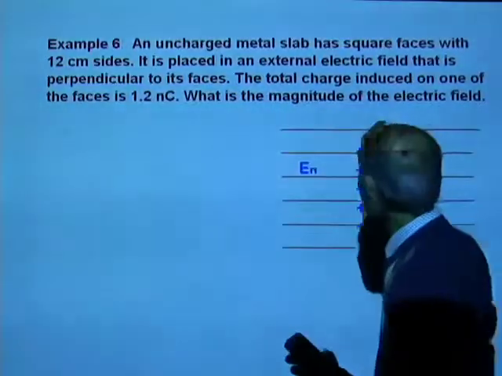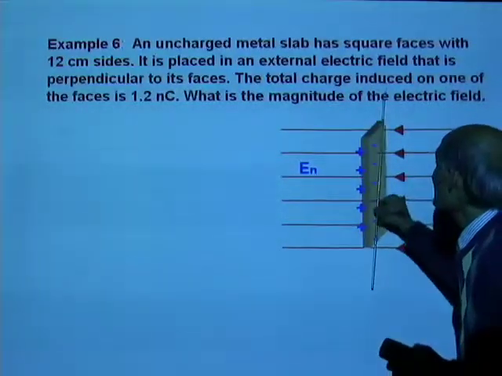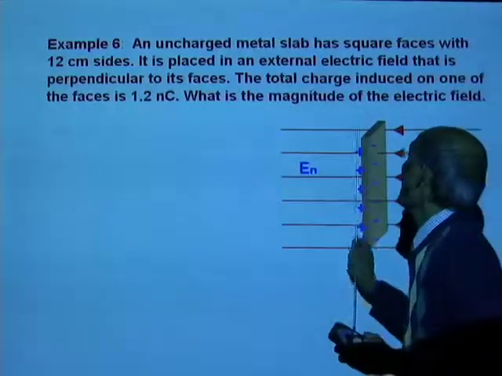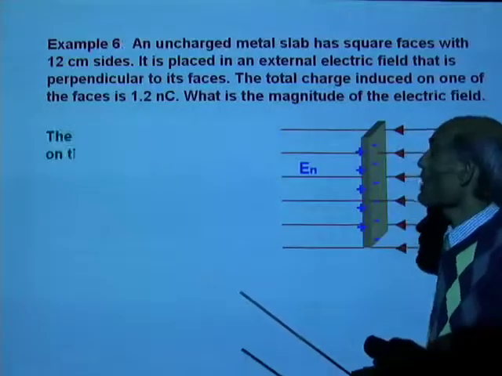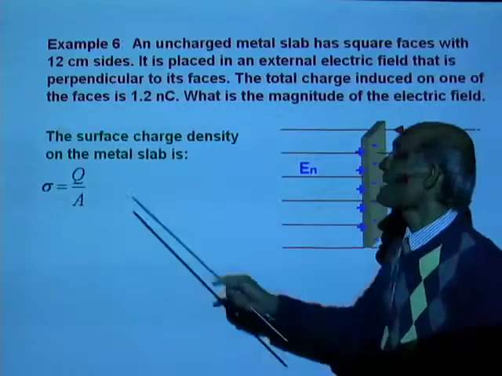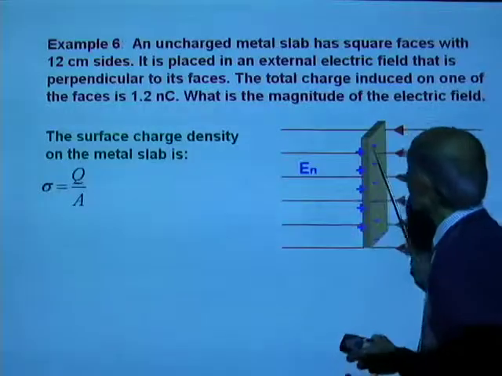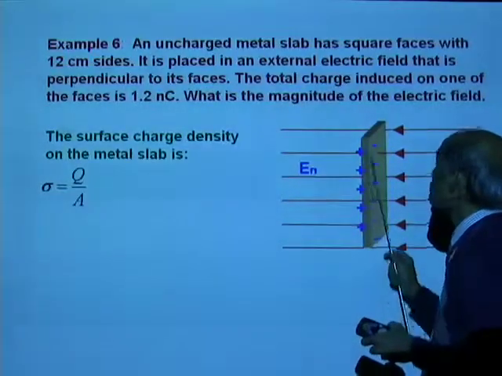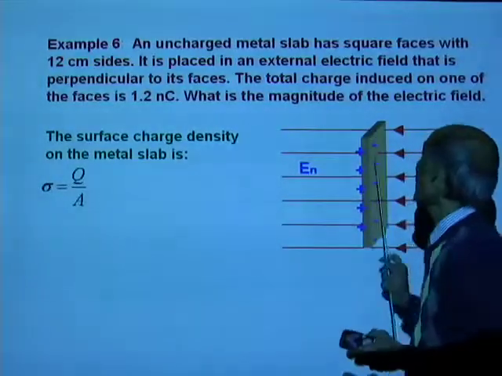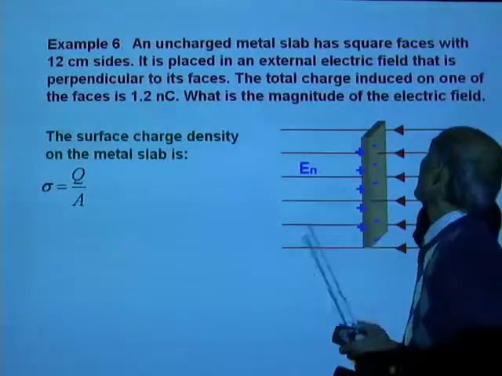Okay, now here is the metal slab and this is the electric field. One face of the metal slab gets induced negative charge and the other face gets induced positive charge. The surface charge density on the metal slab, sigma, is Q over A. Is that right? If Q is the total induced charge, then the surface charge density will be Q over the area. What is the area of one side of the slab?